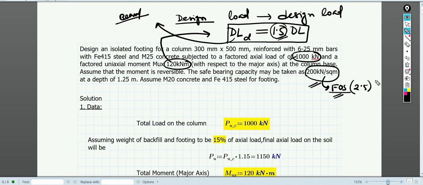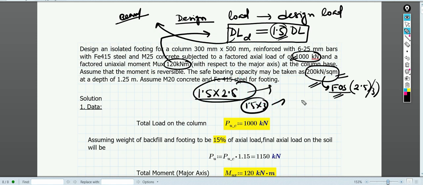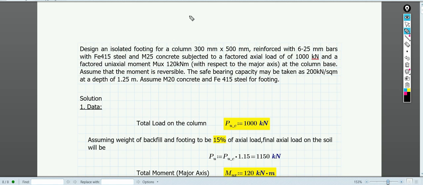Suppose it takes 3, then the total factor of safety, if I consider this 1000 directly and calculate for this 2000 kilonewton per meter square of soil capacity, becomes how much? 1.5 times 2.5 or 1.5 times 3. So it becomes a very large capacity you consider. That means you are considering some excess amount of factor of safety for the footing. So this is only valid for footing.